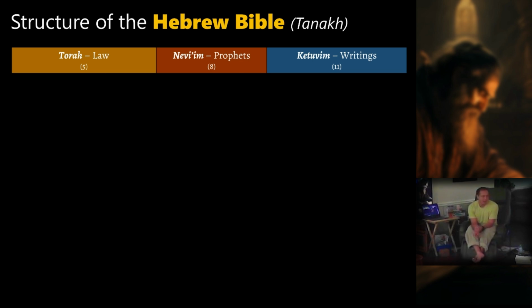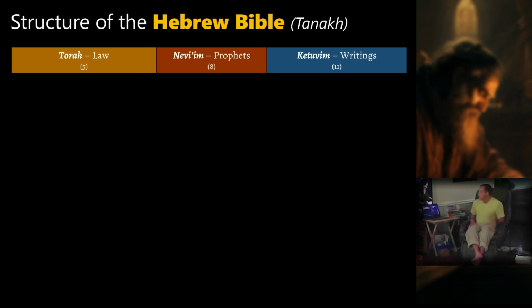What's the issue there, though? How many books do we have in our Old Testament? 39. Yes, we have 39 books in our Old Testament, but there's only 24 in the Hebrew Bible. And I'm just going to tell you right now, these actually account for the same material, the same content. They just structure it differently. Certain books that we would call one book, they compile together into a series of books that they call one book.